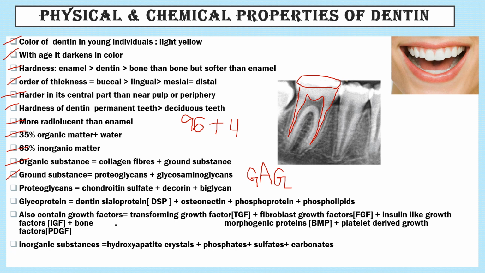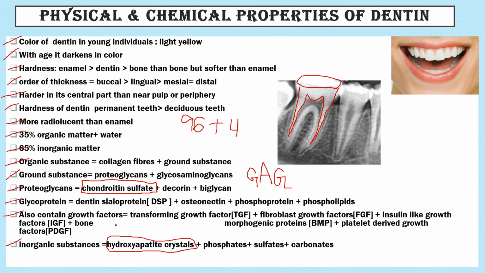Okay, so the proteoglycans part contains chondroitin sulfate, decorin and biglycan. Chondroitin sulfate is an important portion of proteoglycans, as it renders the hardness to dentin. The glycoprotein portion contains dentin sialoprotein, dentin phosphoprotein, phospholipids, and osteonectin also. Apart from this, some growth factors are also present. Why? Because odontoblasts are present near the pulp chamber, as you can see, it is a layer of pulp. For their growth, dentin has growth factors like transforming growth factor, fibroblast growth factors, insulin-like growth factors, bone morphogenic proteins, platelet-derived growth factors, etc. And the inorganic substance contains hydroxyapatite crystals, phosphates, sulfates, and carbonates. Hydroxyapatite crystals are common in both enamel and dentin.